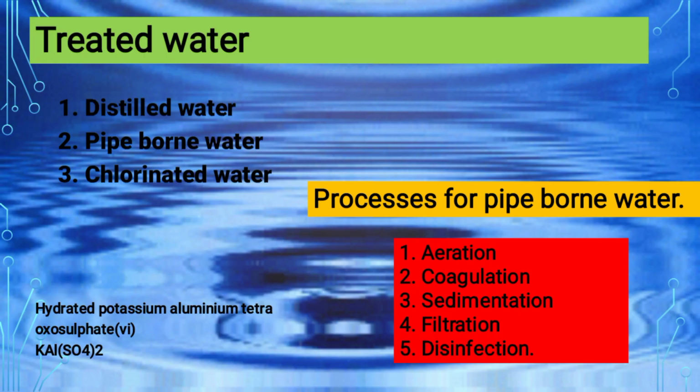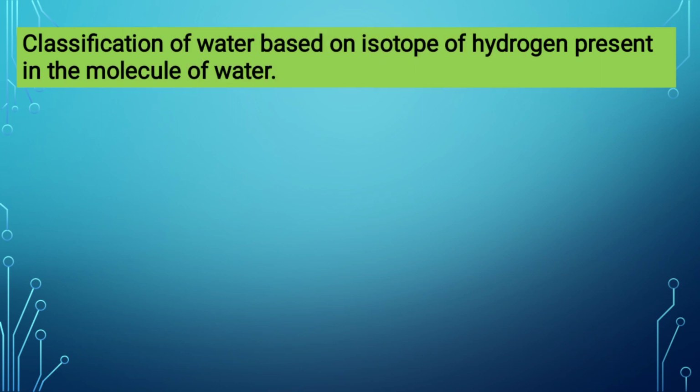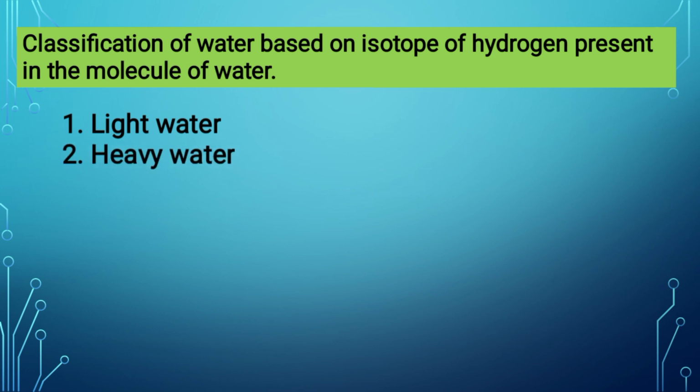Chlorinated water is majorly for pools, where we add chlorine for the pool. Although in our schools we can also have chlorinated water, where chlorine is added just to kill germs. So we go further to look into classification of water based on the isotopes of hydrogen present in the molecule of water. We have one we call light water and the other we call heavy water.